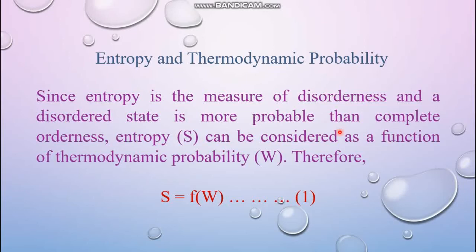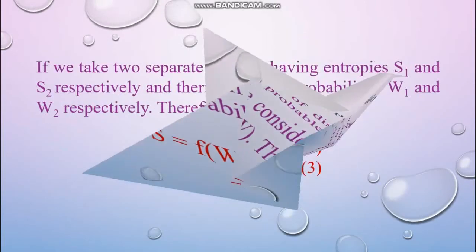So let us take into consideration that entropy is a function of W. Since entropy is the measure of disorderness and a disordered state is more probable than complete orderness, entropy S can be considered as a function of thermodynamic probability W. Therefore S equals function of W. This is equation number 1.